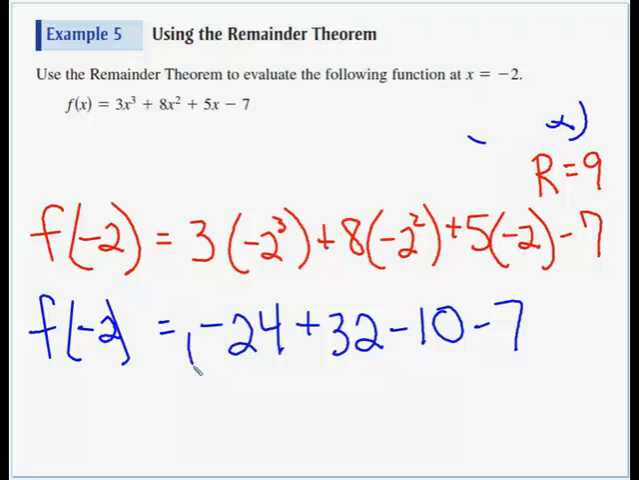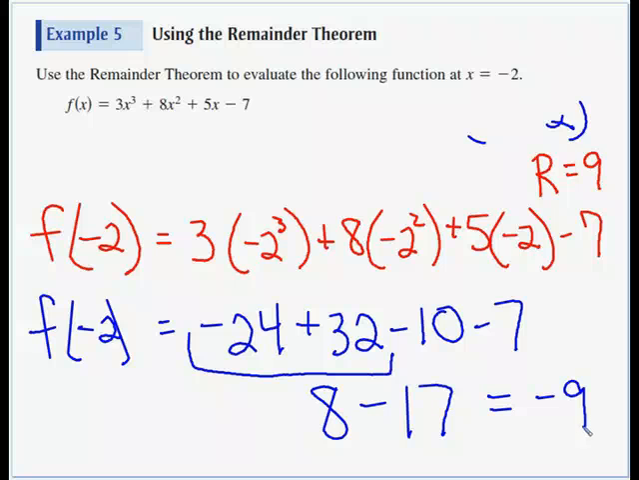Well, -24 and 32, that adds up to 8. -10 and -7 is -17. 8 minus 17 is -9. And that's exactly what our remainder was. Or was our remainder +9? No, that was a -9, because at the end of our synthetic division, we had a -7 and a -2, and that added up to a -9. See, I just forgot the negative on there.